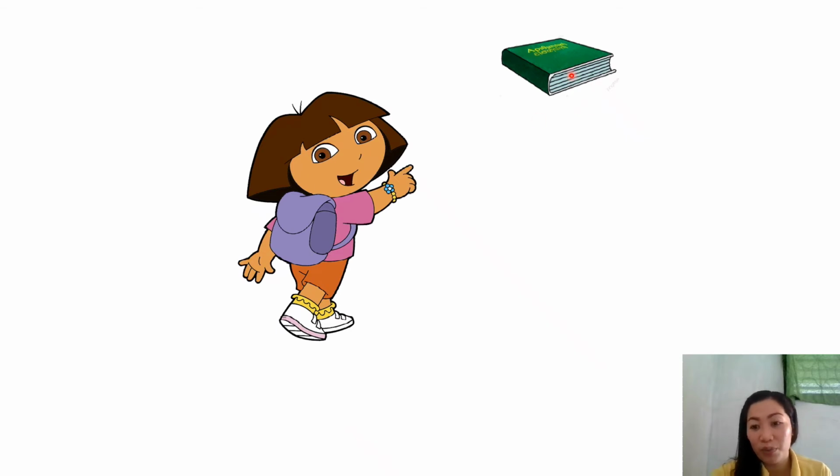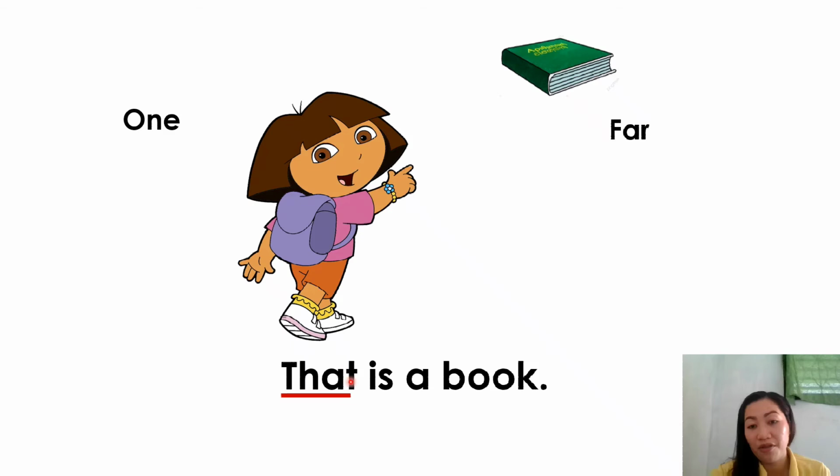We have also the book. Can we count the book? It's 1. And it's far. So we can say, that is a book. Meaning you are pointing or referring to the book, singular, and it's far from you.